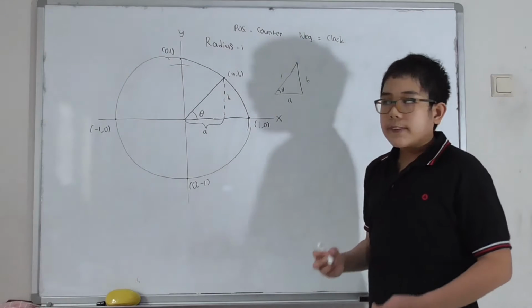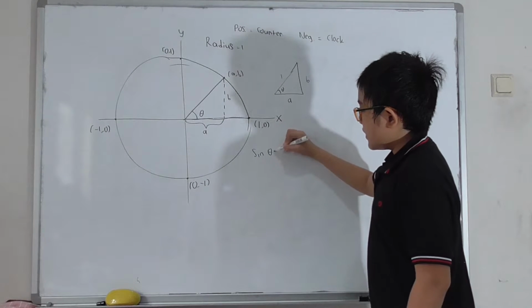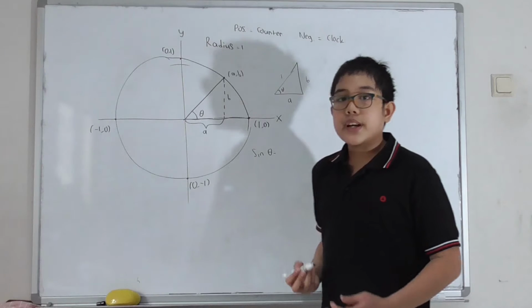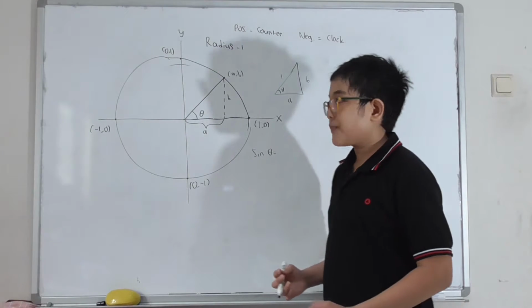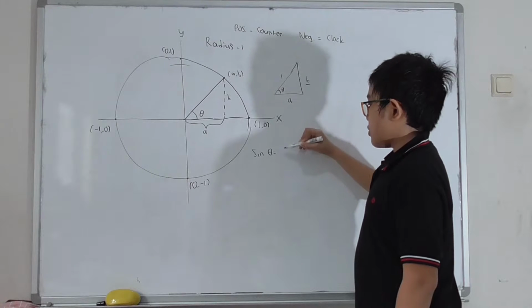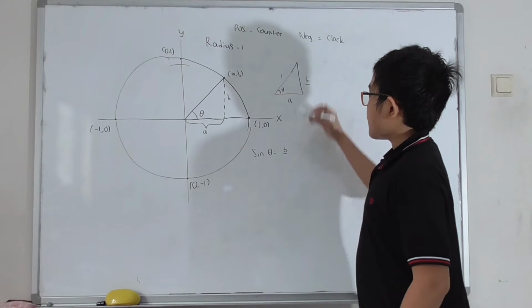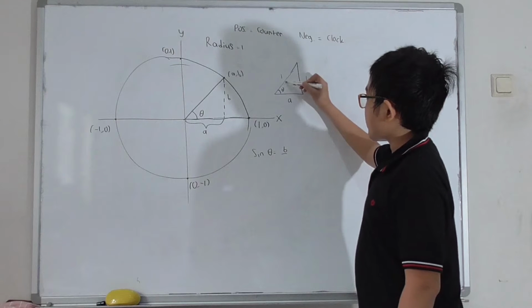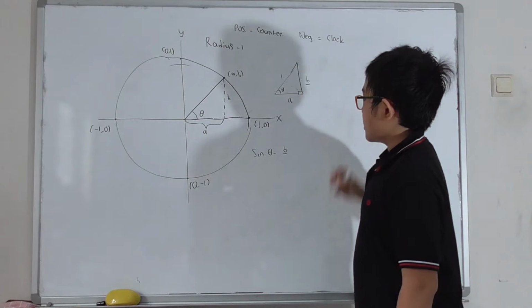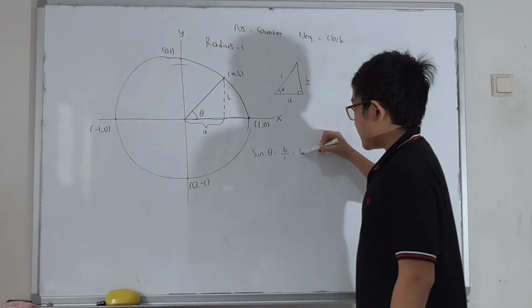And then, what if we want to find out, let's say, sine of theta? Well, we know that sine is opposite over hypotenuse. The opposite of the angle theta is the side B, so it's going to be B divided by the hypotenuse. The hypotenuse is always this line, which is facing the 90 degrees angle. So it's going to be B divided by 1, which is basically B.